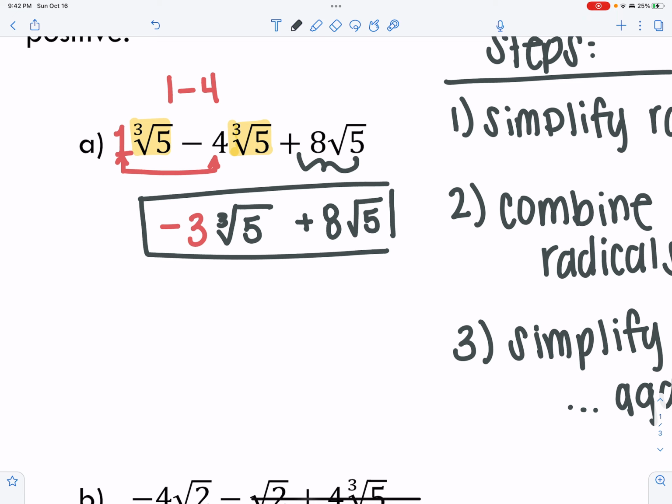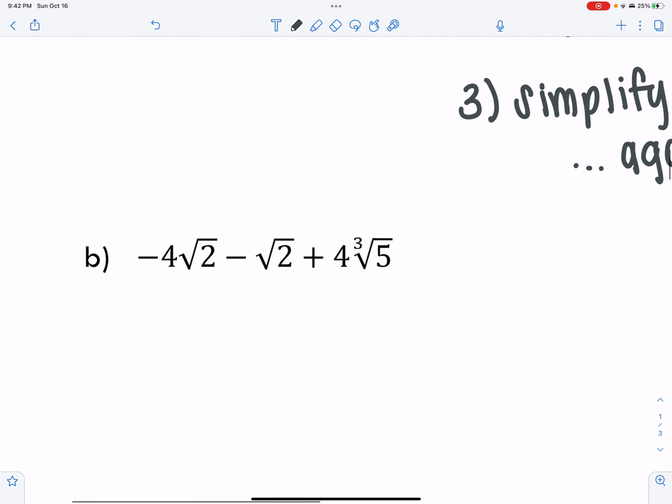Don't forget the cubed on the cubed root. Don't write the decimal version of these. Just keep it like it is on the screen. All right, the next one: negative 4 square root 2 minus 2 square root 2 plus 4 cubed root 5.